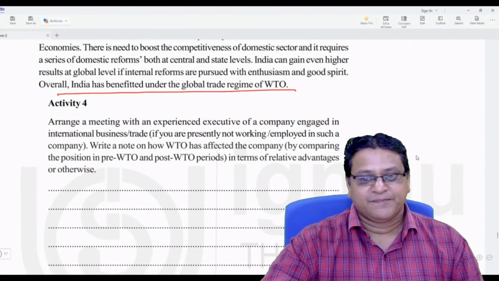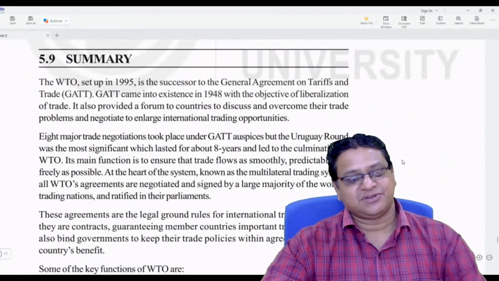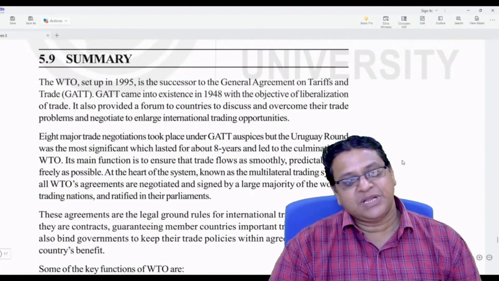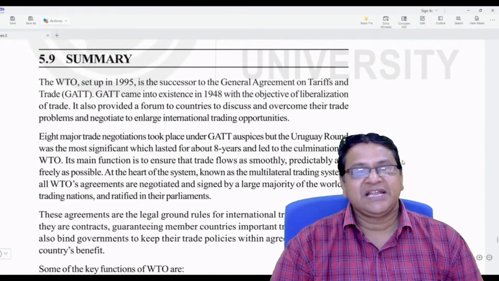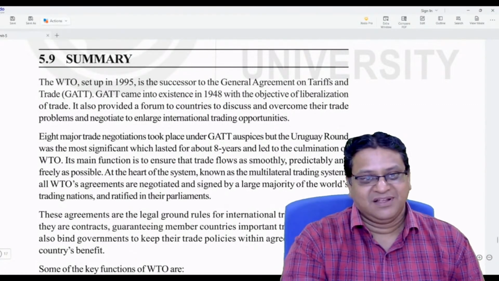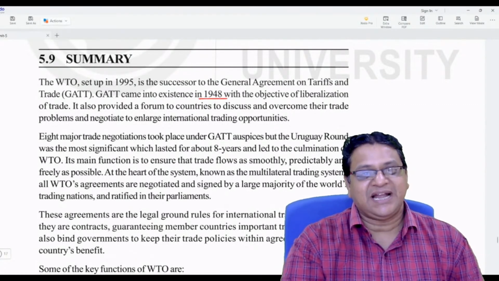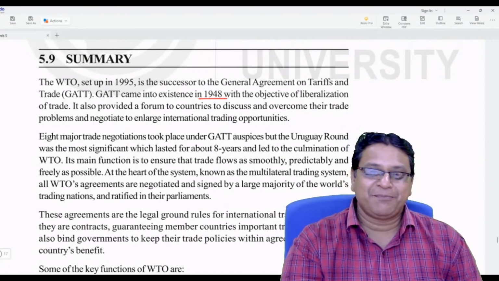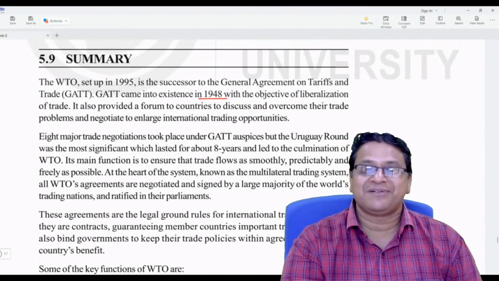Next, we will summarize our discussion. Friends, today we have discussed the setting of WTO. Prior to WTO, there was GATT, and GATT came into existence in 1948, but it was a temporary arrangement. But this temporary arrangement continued for 47 years.